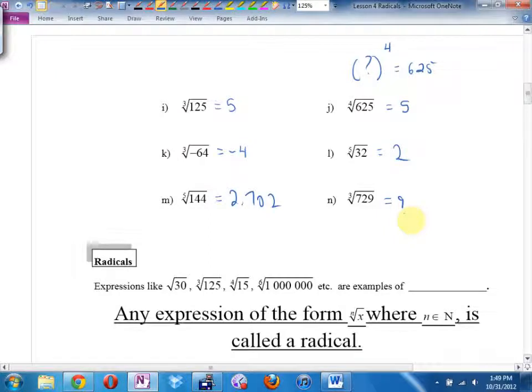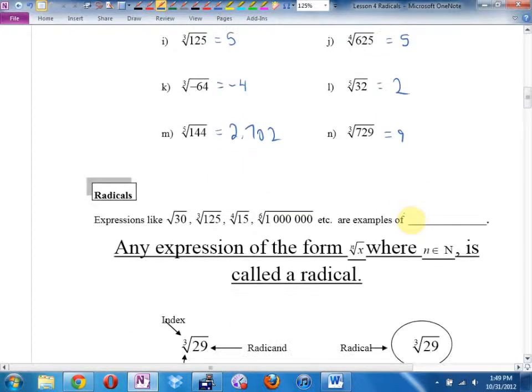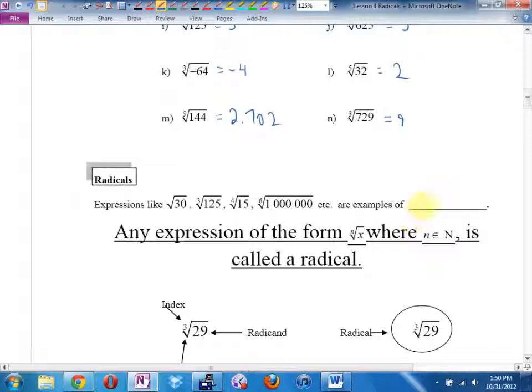Radicals. Expressions like root 30, cube root of 125, fourth root of 15, sixth root of a million, etc. We call these radicals. In fact, we call that funky symbol the radical symbol.